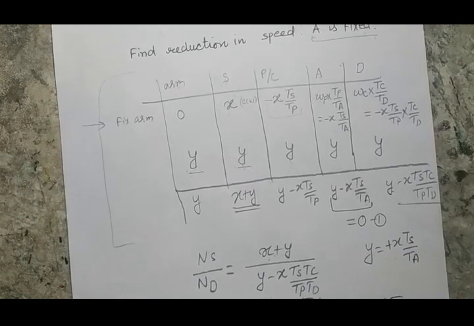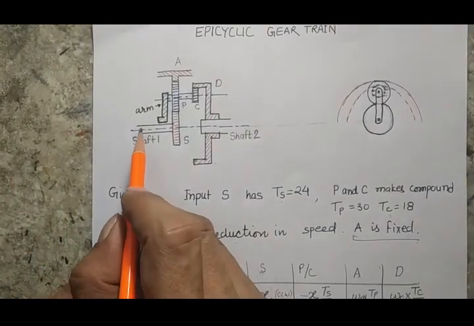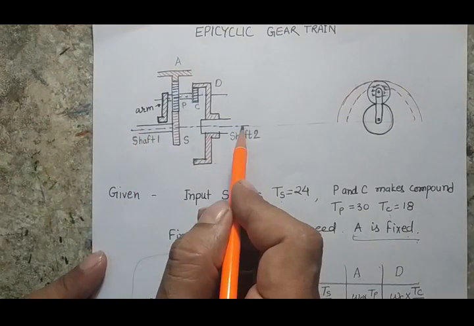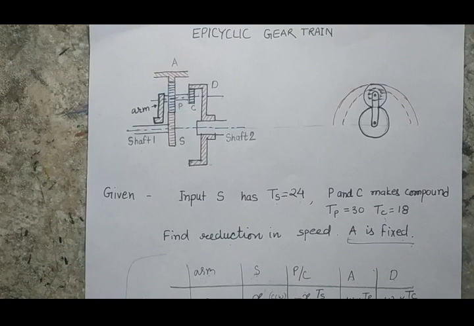That means the reduction in speed will be 15. Means the ratio: if you are rotating something at 1500 rpm, the rotation of this shaft will be only 100 rpm. So I hope I explained the problem. Even so, if you have any problem, you can message me, and I will try to answer your queries.